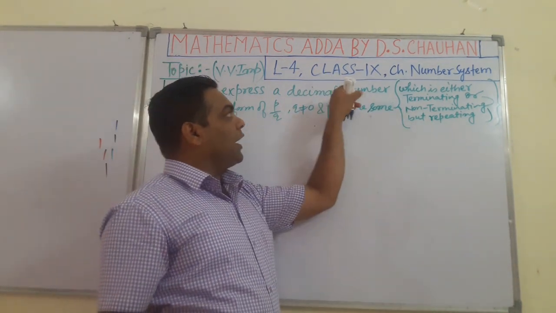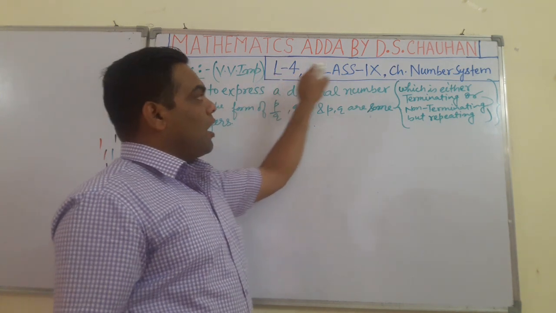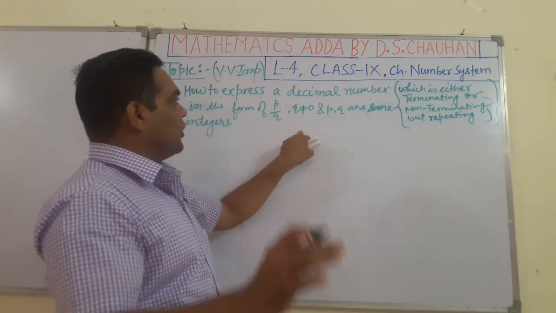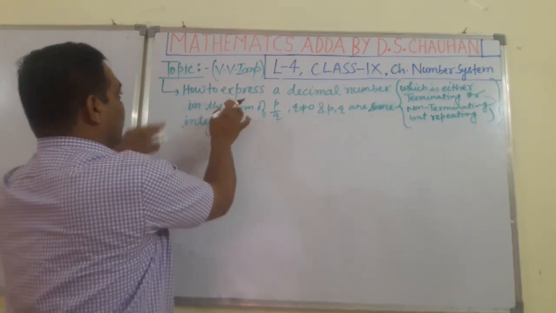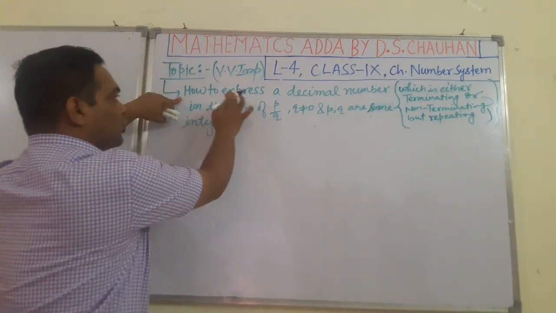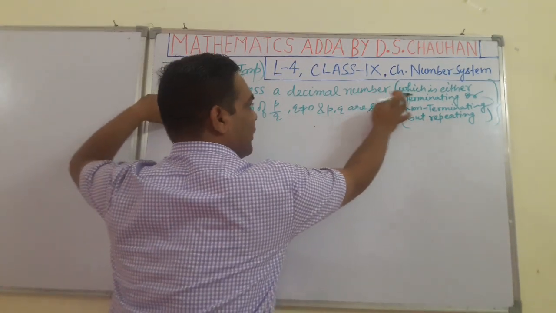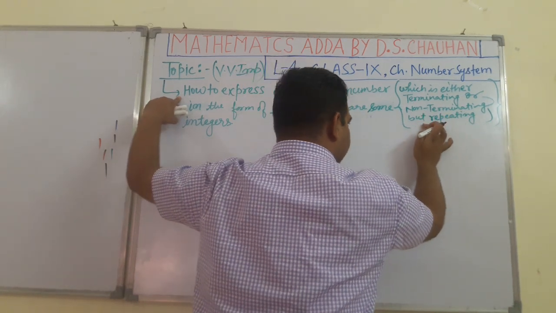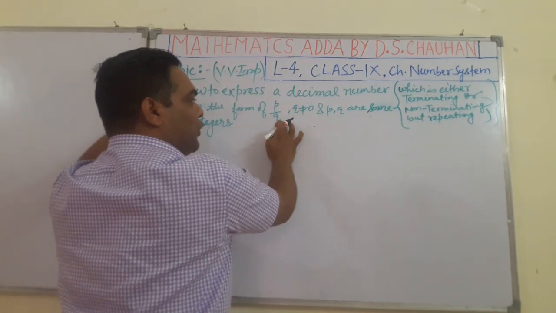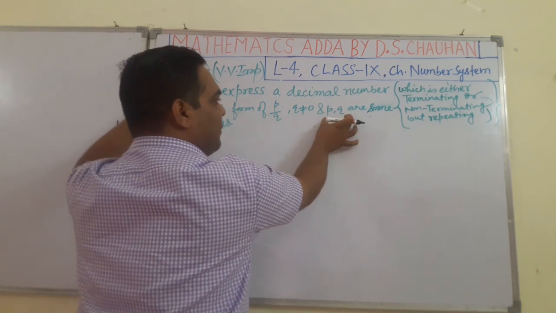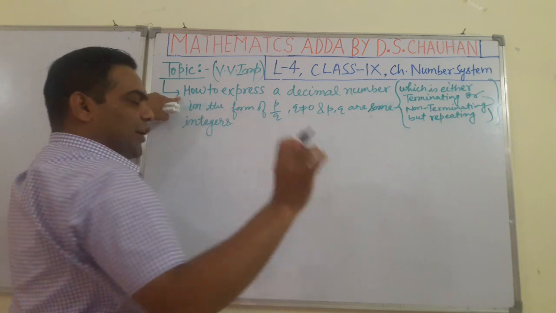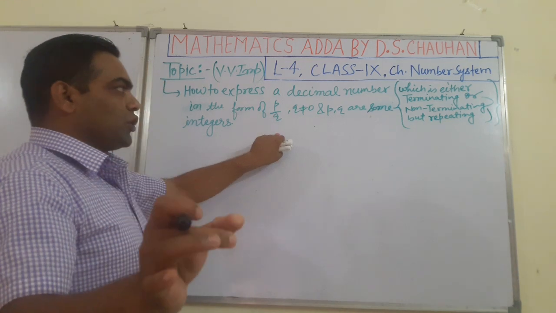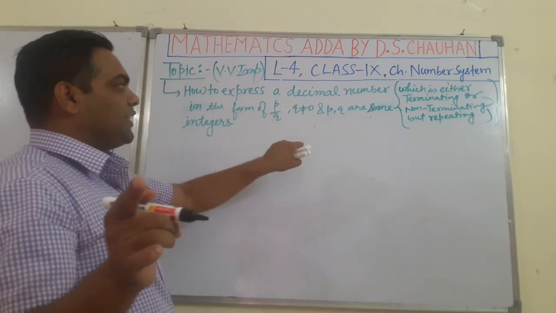Students, today here I am with the fourth lecture of chapter Number System for class 9 students of CBSE board. Today I am going to teach you how to express a decimal number which is either terminating or non-terminating but repeating in the form of p by q, where q is not equal to 0 and p, q are some integers. Students, this is a very important topic. Almost one question comes in every exam.